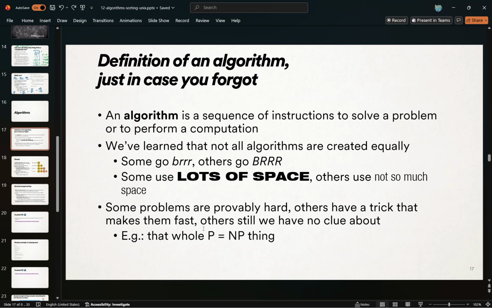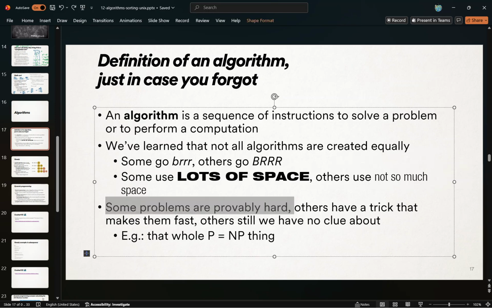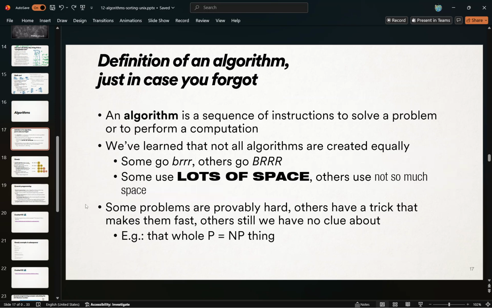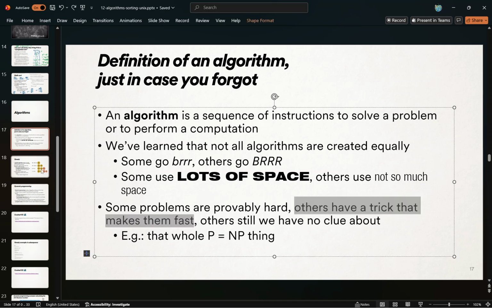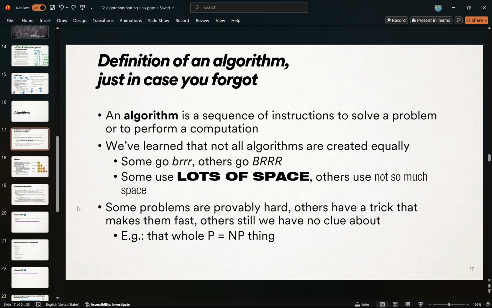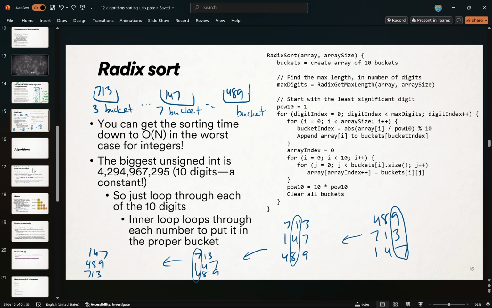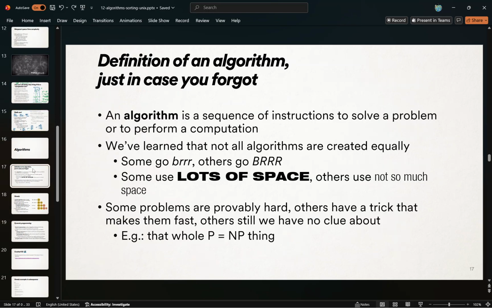We know that now. Some problems we can prove that, yes, for sure, this is an n-squared algorithm, and there's nothing better than n-squared. Yes, for sorting, comparison sort cannot be done any better than n log n time. We can prove that. And sometimes there's a trick for certain classes of problems to make them extra fast. Like we can turn sorting into linear time if we take advantage of something else that exists in the problem.